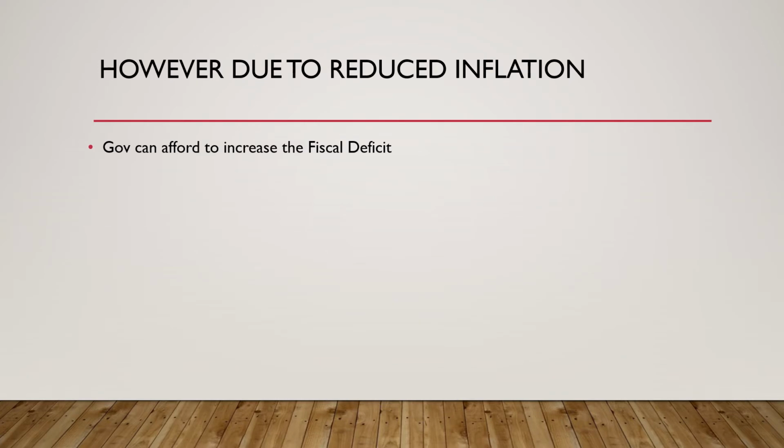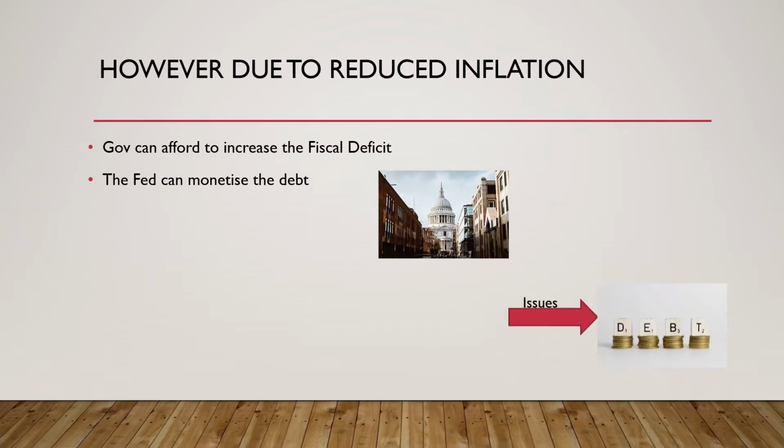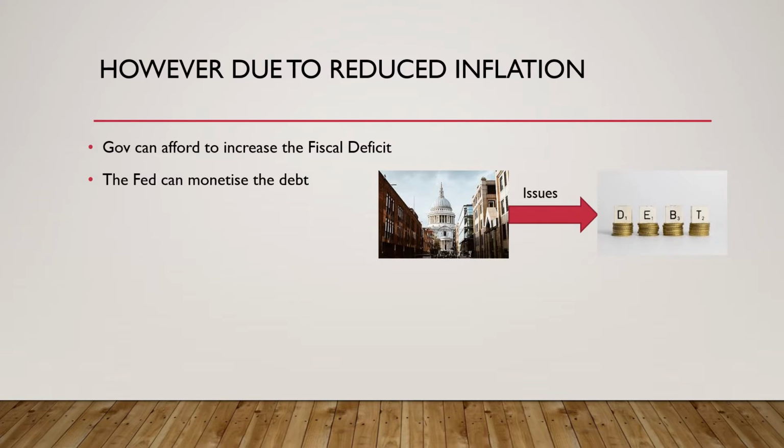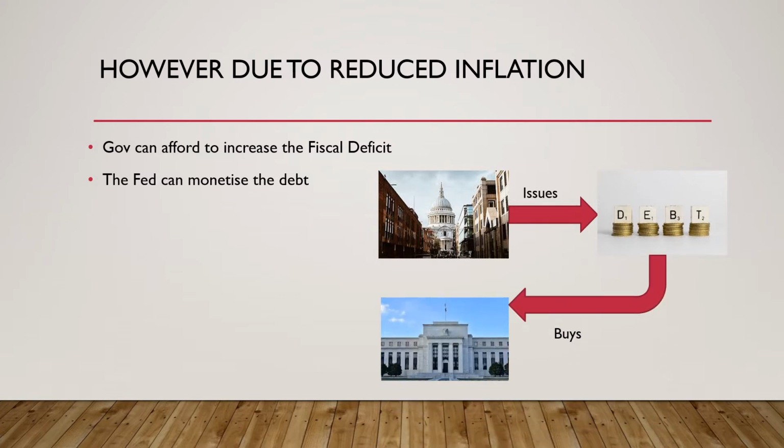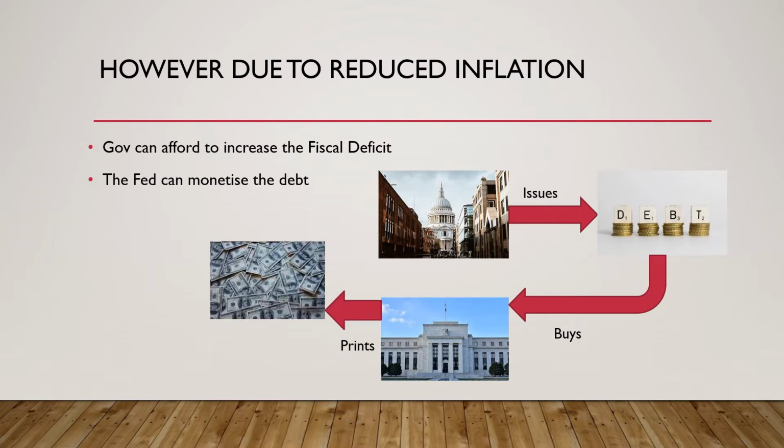Now, because of the reduced inflation levels in the US domestic economy as a result of cheaper goods imported from China, the government can now afford to increase the fiscal deficit. The Fed can monetize this fiscal deficit or the government debt. So, the government increases its fiscal deficit, thereby increasing the debt level, which the Federal Reserve can buy indirectly, maybe from the private participants in the financial markets, through freshly printed money, which it can credit into the government account. In modern day, it's also known as QE or quantitative easing.